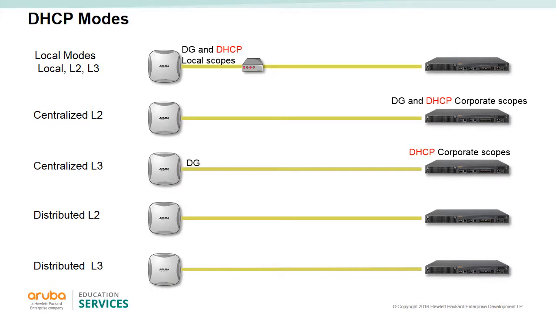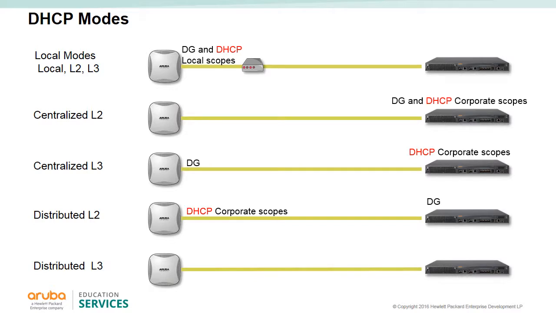Distributed L2 mode. Distributed L2 means your DHCP server is the responsibility of the VC, giving out valid corporate addresses. The IP subnets are L2 extensions of your corporate network. In this mode, the IAP acts as the DHCP server for a corporate subnet. The DG is on the corporate side, not in the virtual controller.